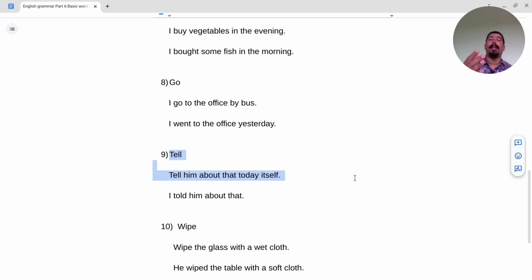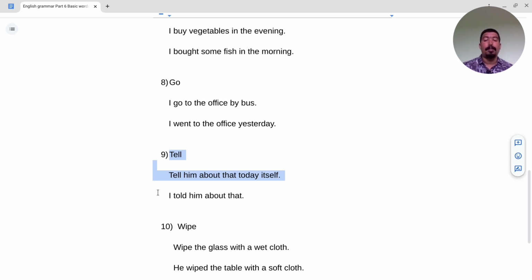Tell him about that today itself. My friend told me, you did not tell about that to him, right? You did not tell about that to John. Tell him about that today itself. Today itself you have to tell him about that. So tell means convey some information, pass some information, give some information to someone. Tell, the past form is told.